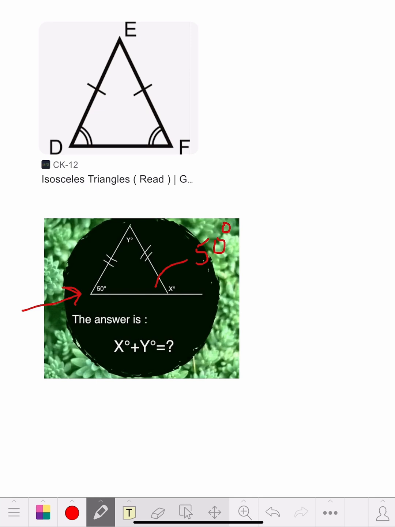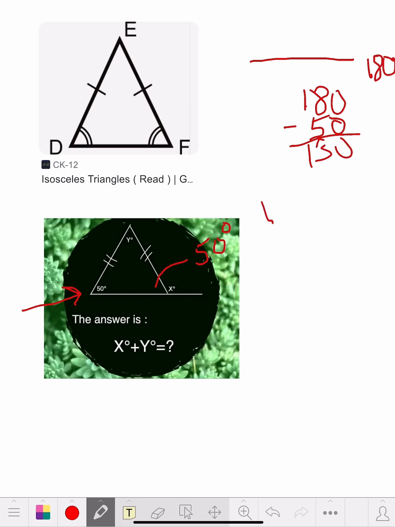Now, we know a straight line is 180 degrees. 180. That's one of our other rules we learned. Okay? So that means if this inside angle is 50 degrees, the angle x is 180 minus 50, or 130. So angle x equals 130. Okay? So we know that.